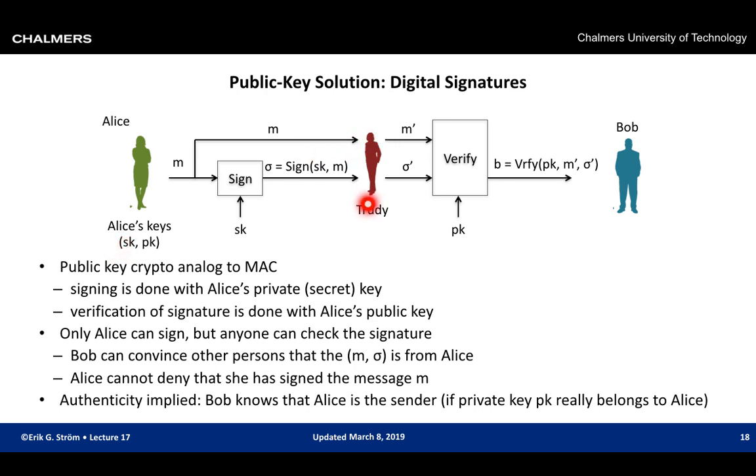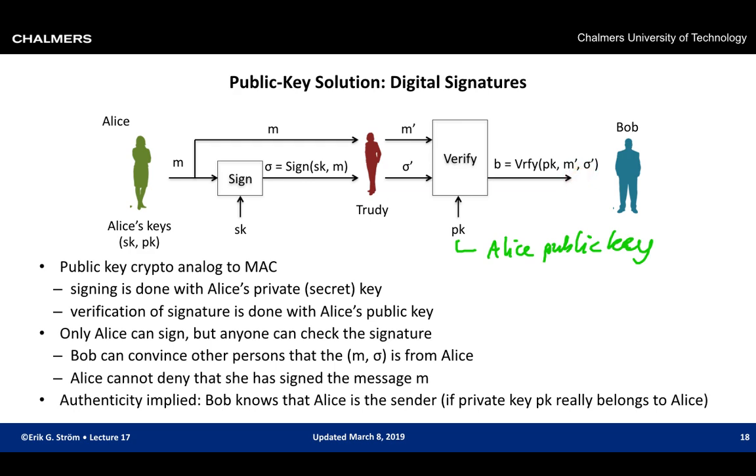Okay, and then it goes over the channel, and Trudy might manipulate M into M prime and sigma into sigma prime. And then Bob has an algorithm at the receiver which verifies that M prime has not been tampered with. And it's fed with the public key of Alice. So this is Alice's public key. And then we can verify this.